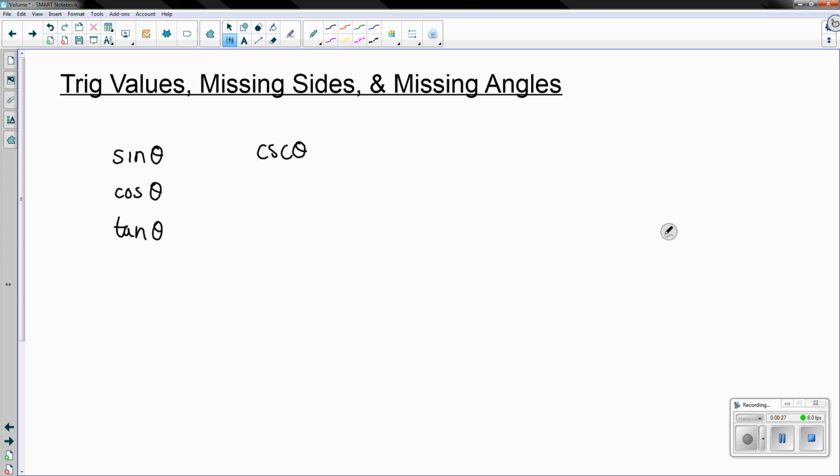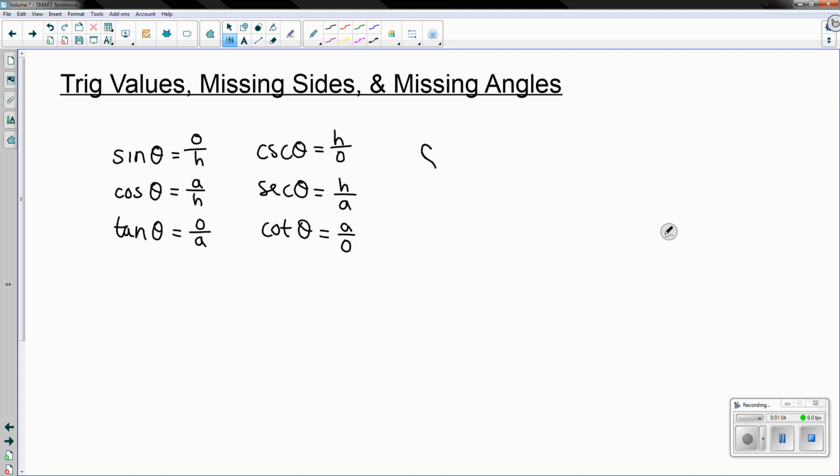So here are the 6 trig functions. We have sine, cosine, and tangent, cosecant, secant, and cotangent. Sine is opposite over hypotenuse, cosine is adjacent over hypotenuse, and tangent is opposite over adjacent. Cosecant is the reciprocal of sine, hypotenuse over opposite, hypotenuse over adjacent, and adjacent over opposite for secant and cotangent, respectively.